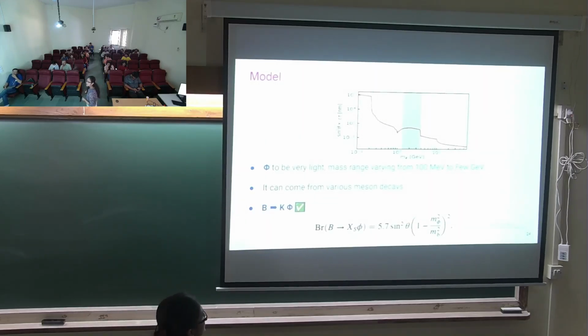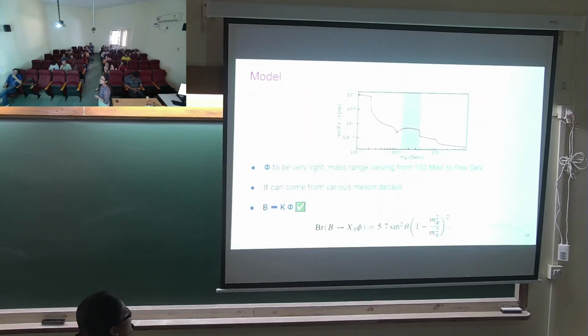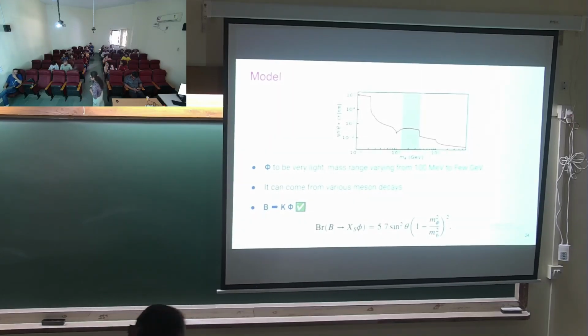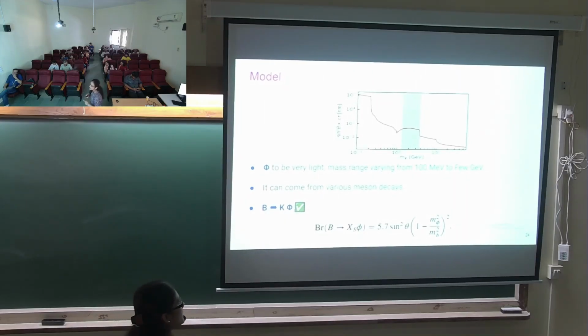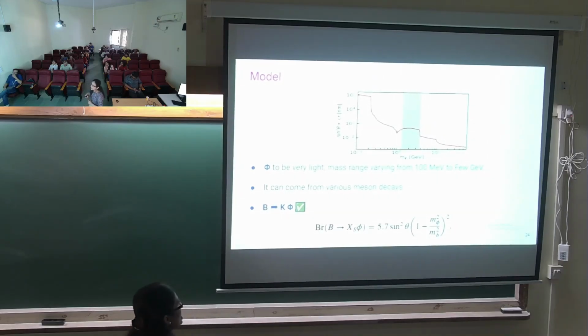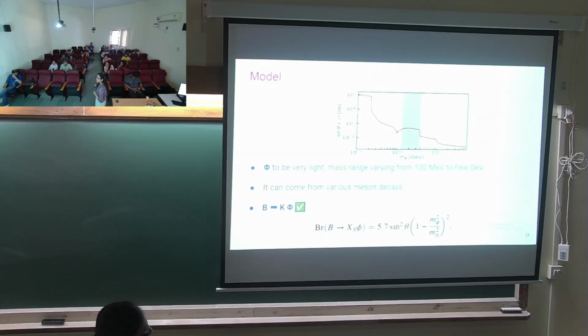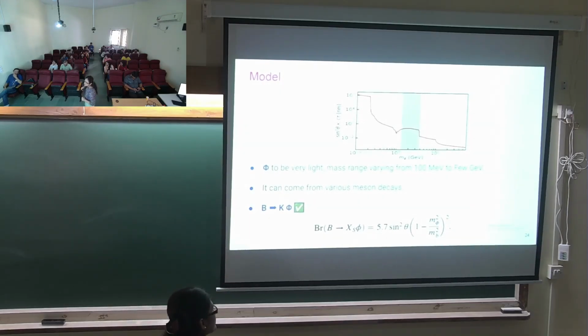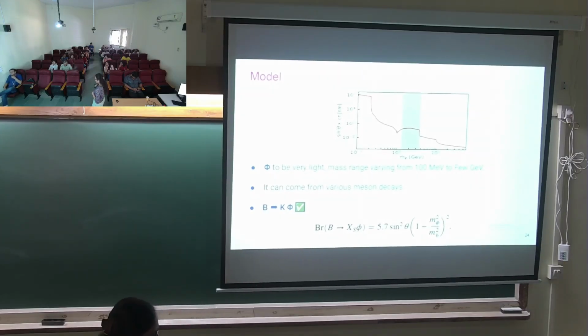So this is the lifetime times theta squared in the mass plane, and in today's talk I will be assuming phi to be very light, with mass range varying from 100 MeV to a few GeV, and I will solely discuss the phi coming from the B to K phi decay, and for small mixing angle the branching is given by this equation, which we will need later.